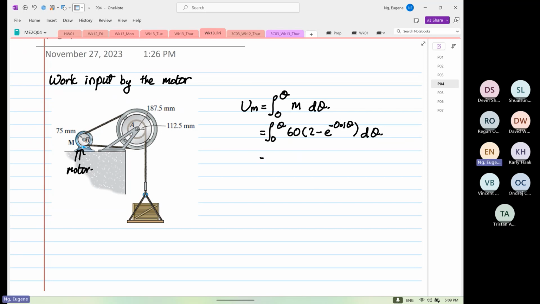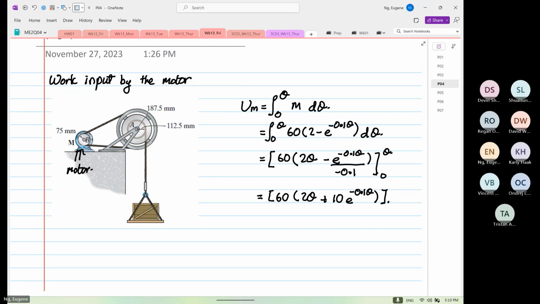So when you integrate this expression, you get 60 on the outside, 2 theta minus e to the minus 0.1 theta divided by minus 0.1, close bracket, and this will go from 0 to theta. Then you have an expression where 60 bracket 2 theta minus, so it becomes plus, divided by 0.1 is equal to 10, e to the minus 0.1 theta, close bracket. Did I do my integration properly? You guys should be better. Okay, so this is again 0 to theta.